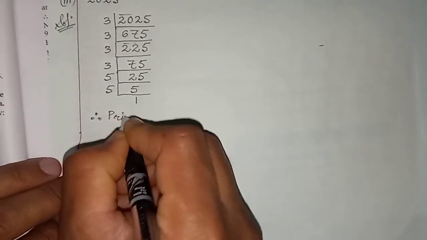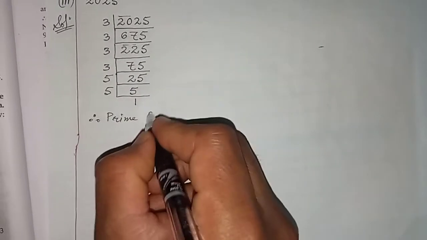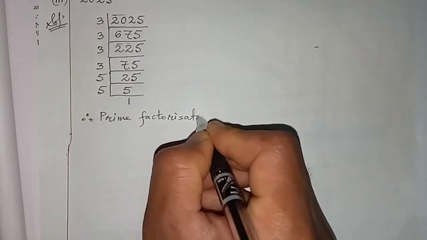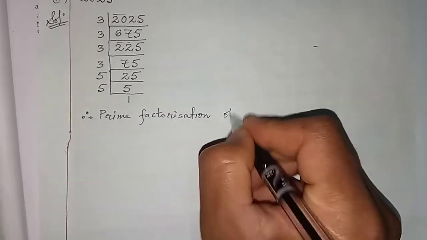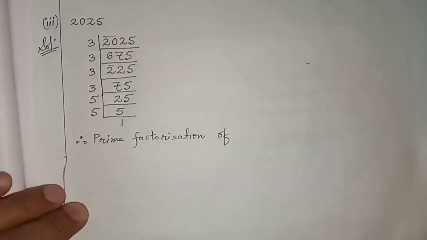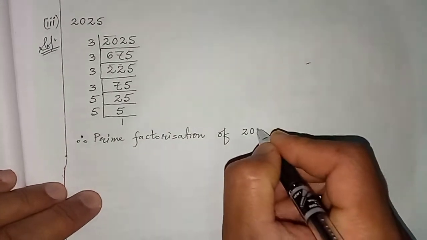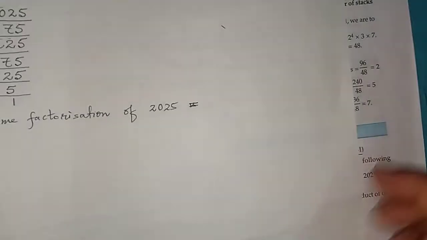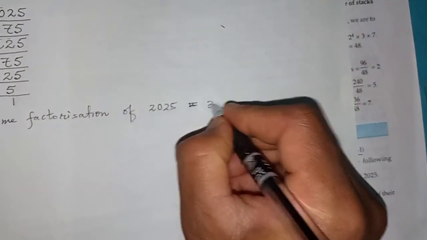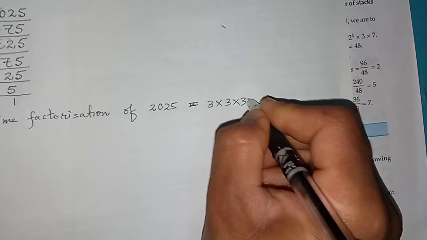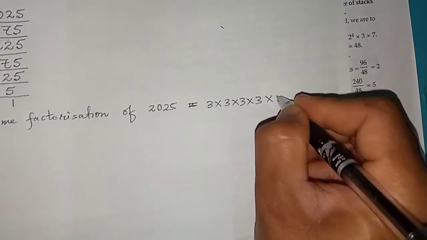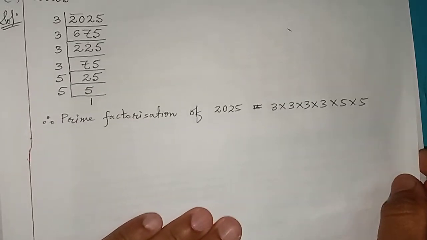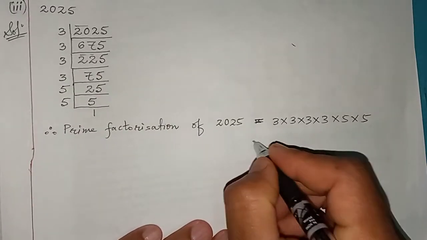Therefore, the prime factorization of 2025 is equal to what? So write this all. What you got? 3 into 3 into 3 into 3 into 5 into 5. Okay. And now write it in power notation.